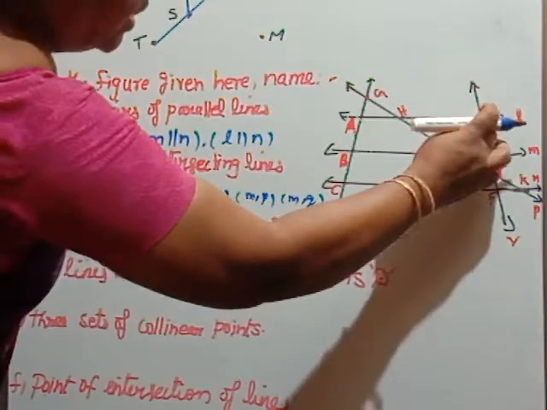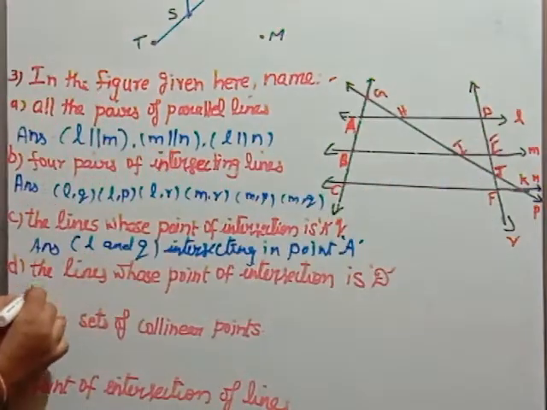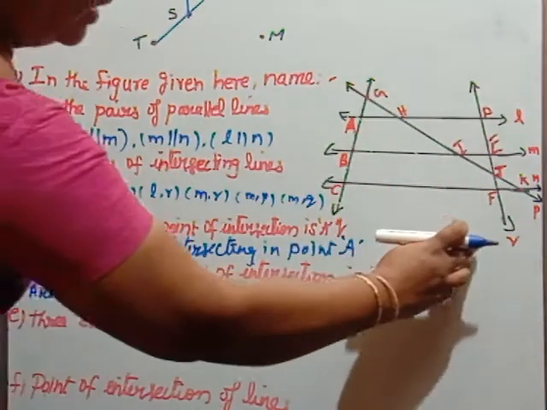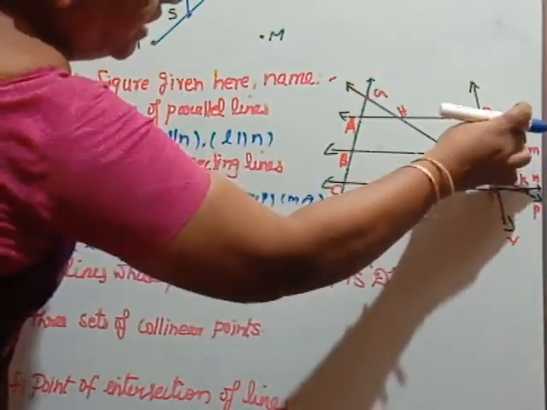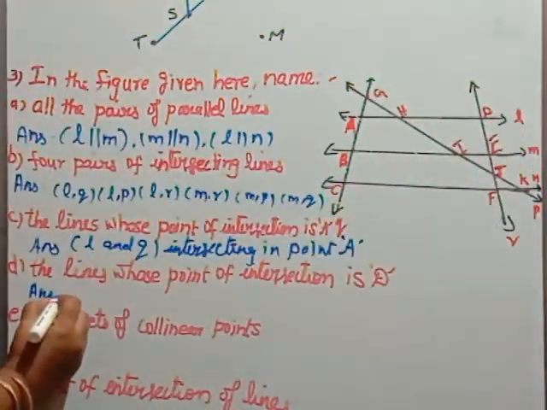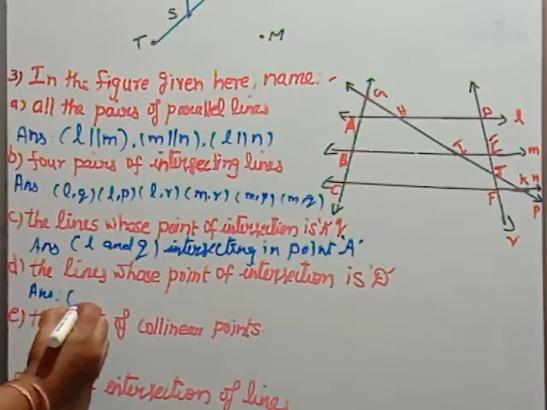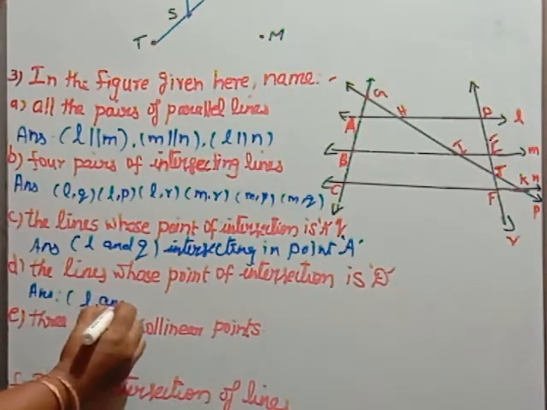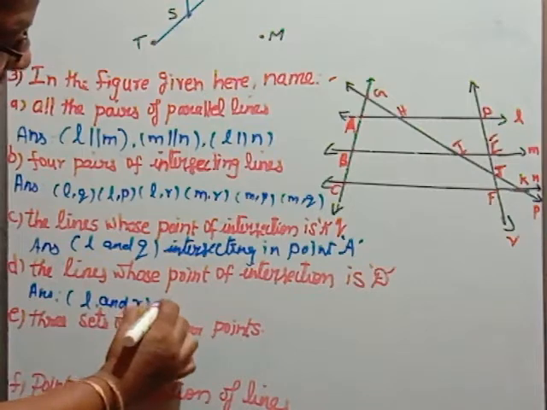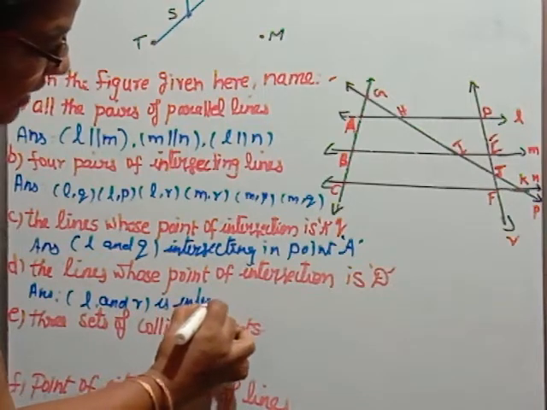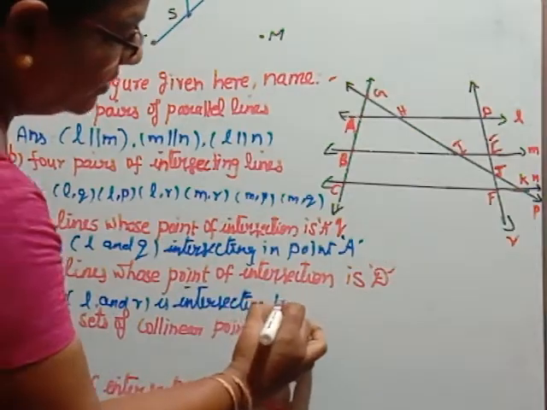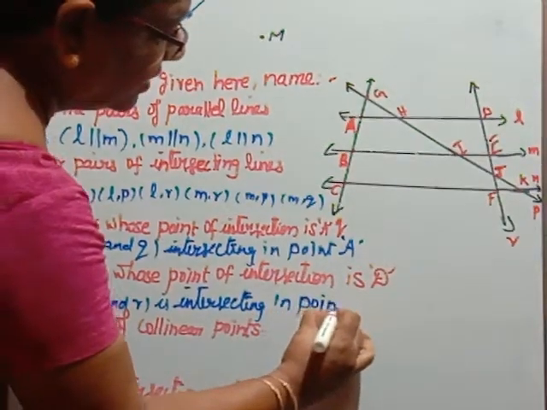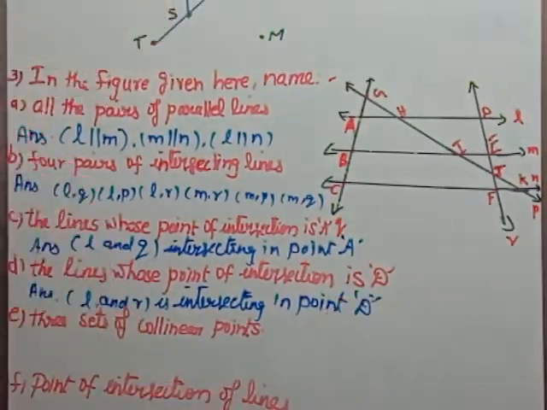Now, the lines whose point of intersection is D. Where is D? Here D is there. Which lines are intersecting at D? Line R and L. These two lines are intersecting at point D. So, answer is lines L and R are intersecting at point D. Clear, children?